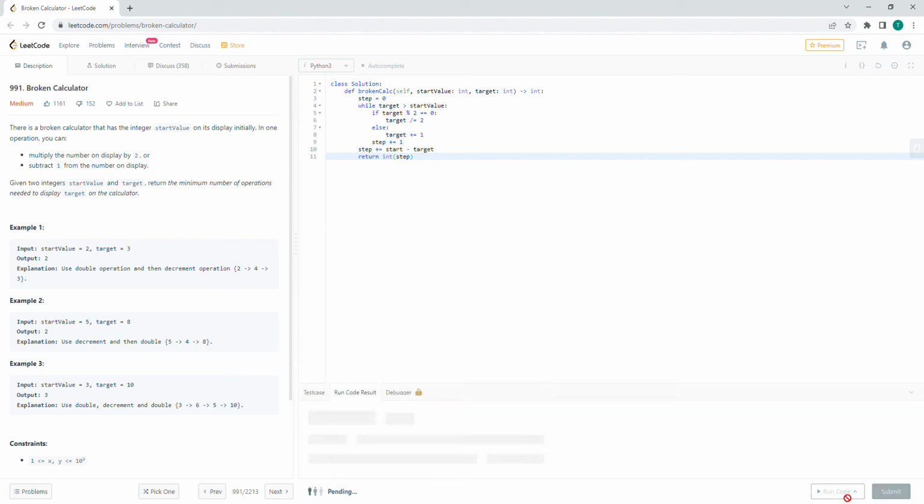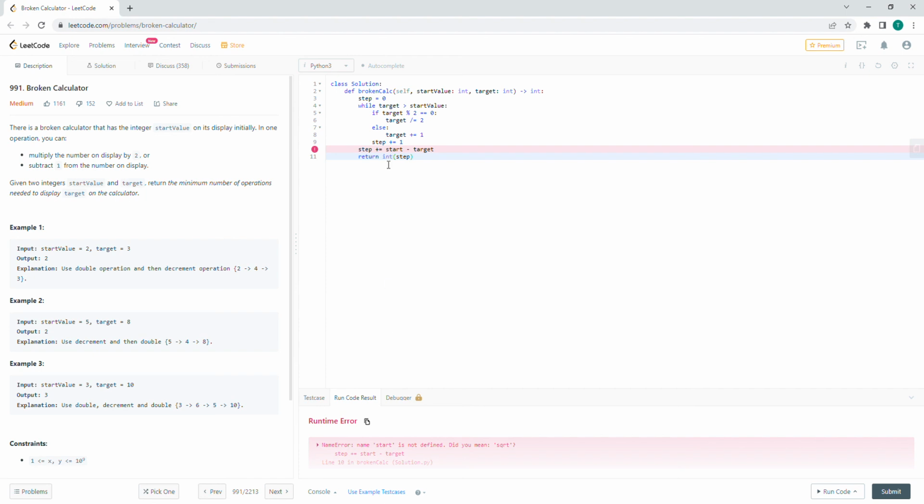Let's see how this goes. It should work. Start value.